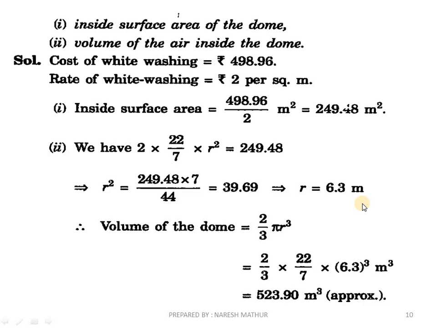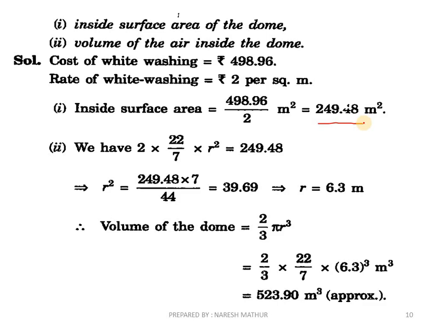So first we are given the cost as 498.96 rupees, and the rate was fixed at 2 rupees per square meter. It means the inner CSA would be 498.96 upon 2, that is 249.48 meter square.